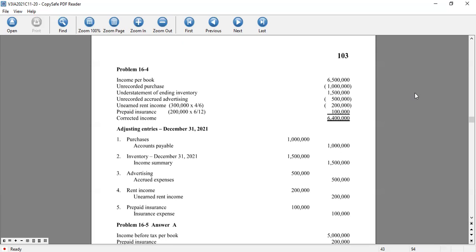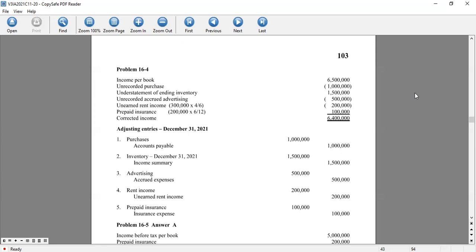Now for the adjusting entries as required in the problem, for December 31, 2021, we debit to purchases 1 million and credit accounts payable for 1 million. Then debit the inventory and credit to income summary. So the inventory was not recognized in the amount of 1.5 million. So we now credit to income summary.